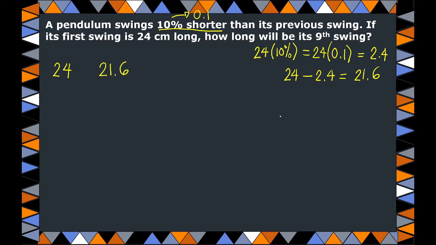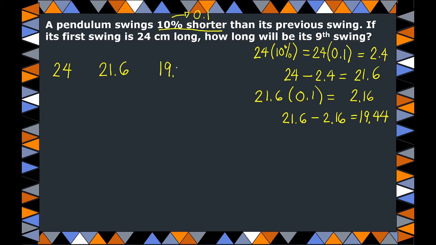21.6. Okay? Now, if I'm going to be getting the third number here, the same process. You get 10% of 21.6. So I'll multiply this by 0.1. And I will be getting 2.16. And I will subtract 2.16 from 21.6. That will give us 19.44. Okay?